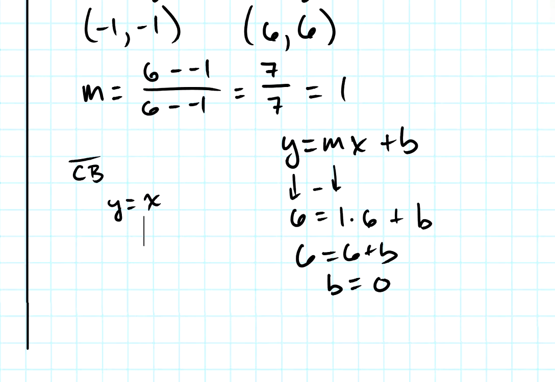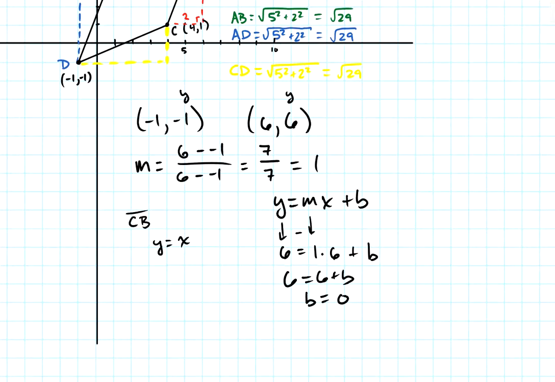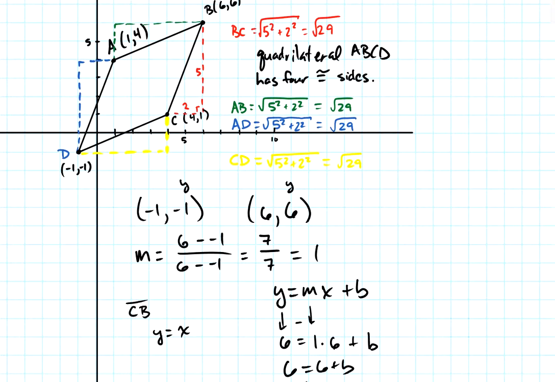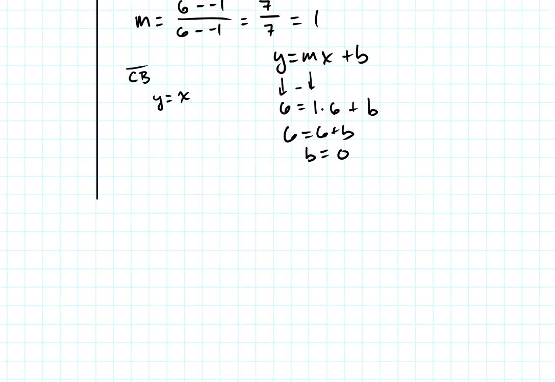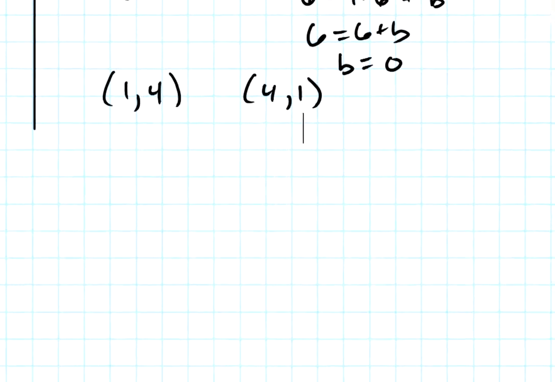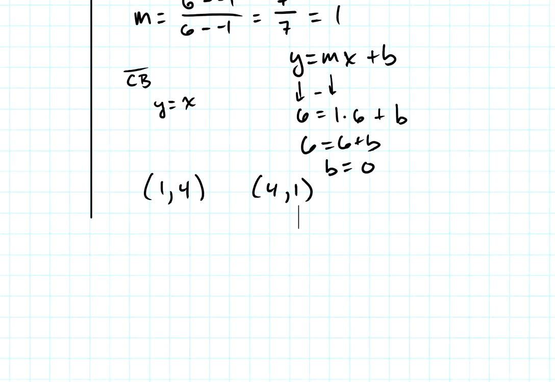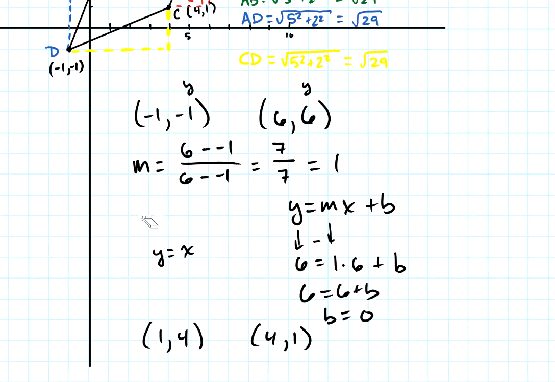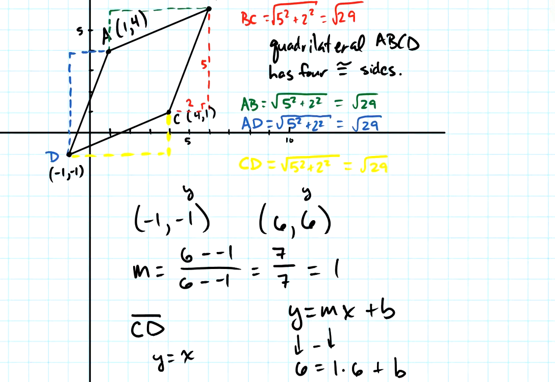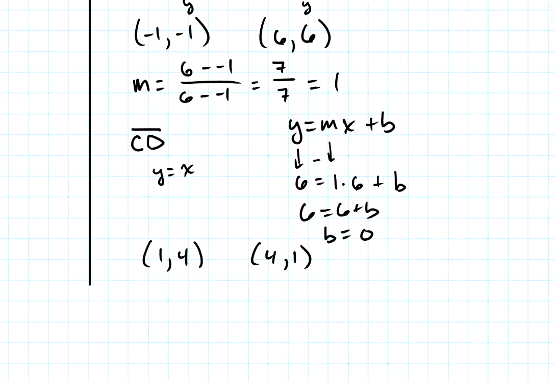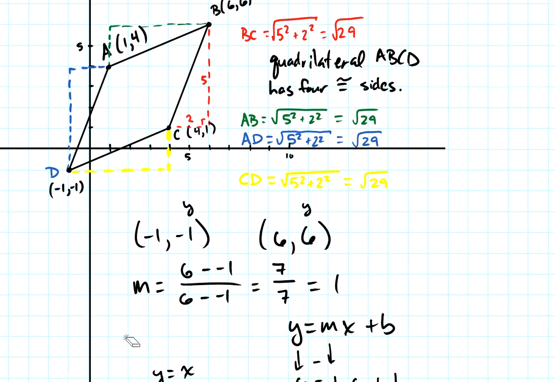We're going to do the same thing now for the other line, and this one is going through 1, 4, and 4, 1. Let me write that down. One of my points is 1, 4, and the other point is 4, 1. So we're going to do the same exact thing. We did BD, I'm sorry, I got this all backwards. That was the equation of the line that went through BD. Now we're going to do it for the equation of the line that goes through AC.